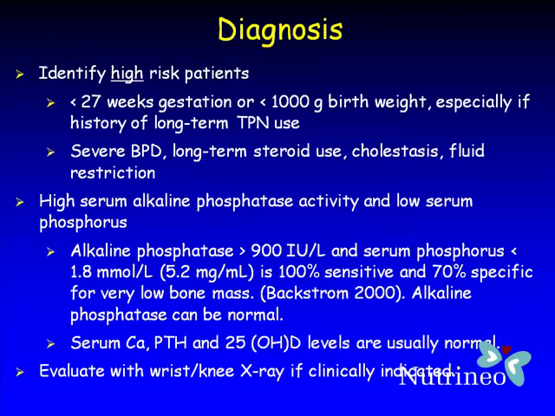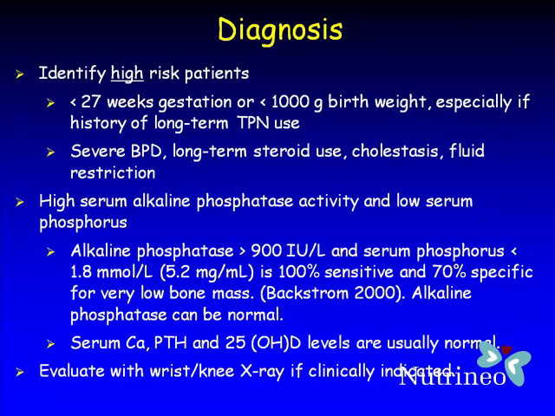In identifying the problem of rickets, in the United States, we mostly see this in a very small group of very small and very sick babies, which are babies that are less than 27 weeks or less than 1,000 grams birth weight, especially if they've been on parenteral nutrition for a long period of time. Especially those babies who have severe bronchopulmonary dysplasia, long-term steroid use, cholestasis, or fluid restriction.